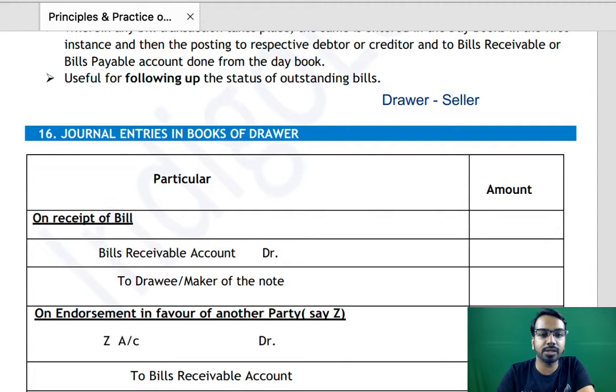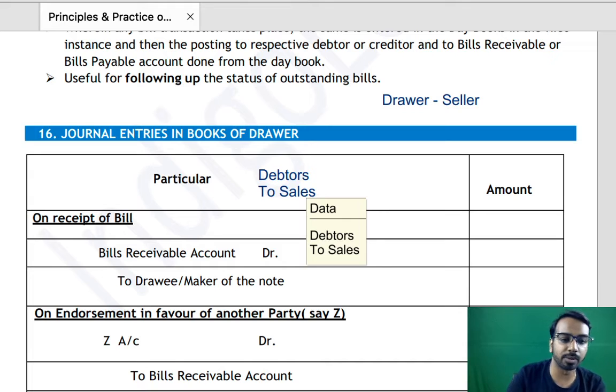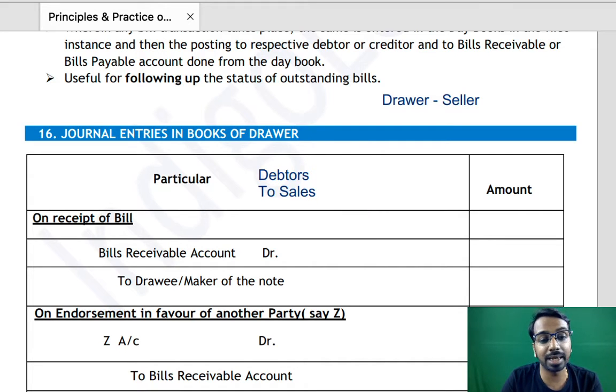So the original entry was debtors to sales. Now basically we are removing this debtors out. In place of the debtors we have a bills receivable. So bills receivable account debit to whoever was your debtor. So here you will write the debtor's name. So basically you are crediting the debtor because you have received a bills receivable from the debtor.